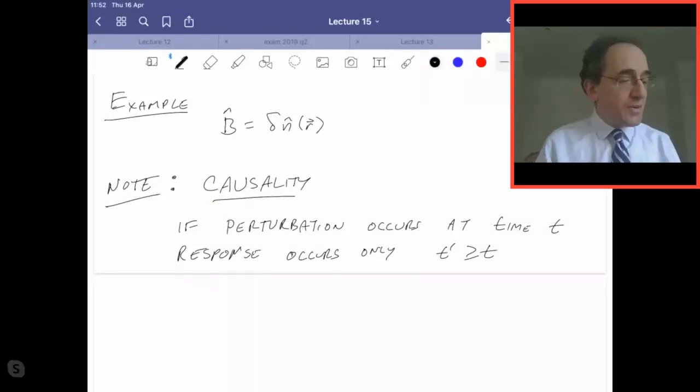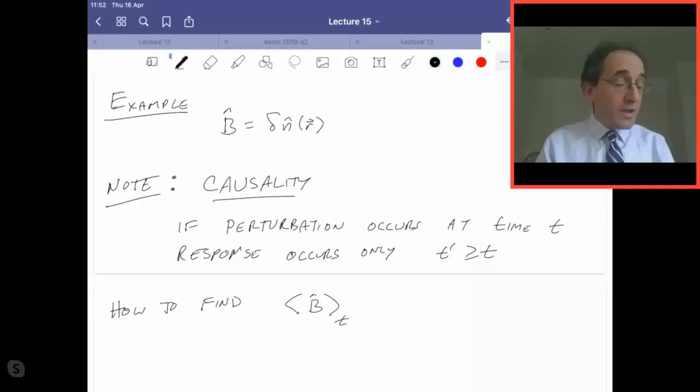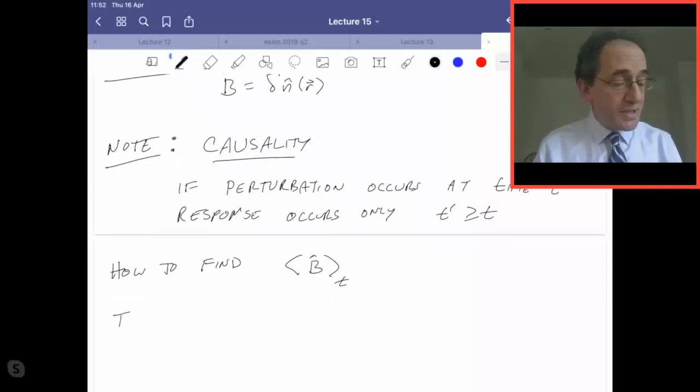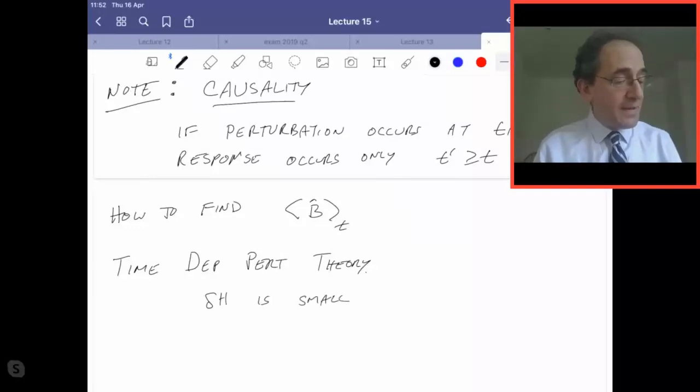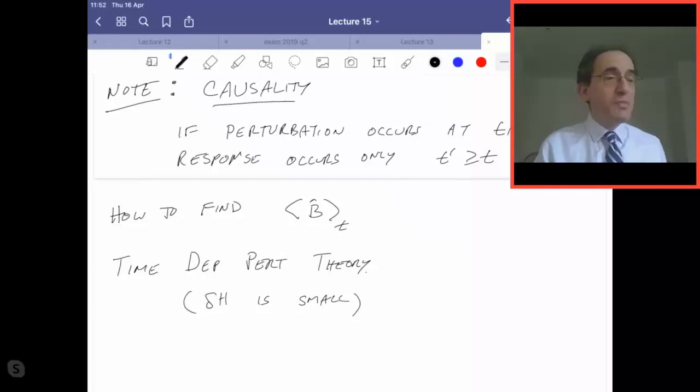Okay, so how are we going to find B of T? How to find the response B hat as a function of T? Well, the way to do it is to use time-dependent perturbation theory, which hopefully everyone has studied, and what allows us to do that is the fact that our perturbation is small, okay? That it's going to be of small amplitude.